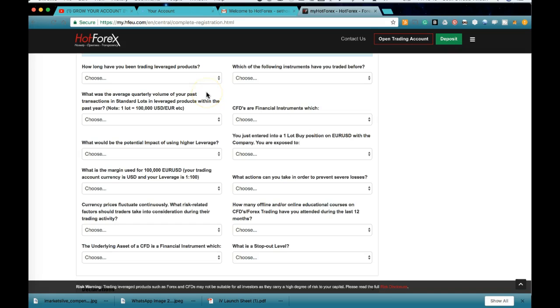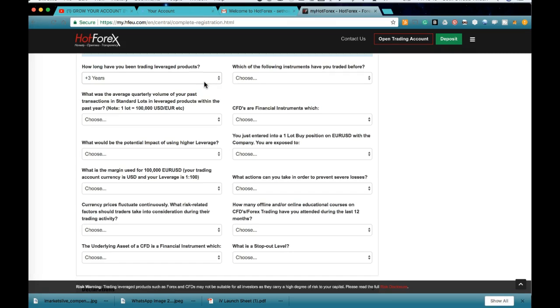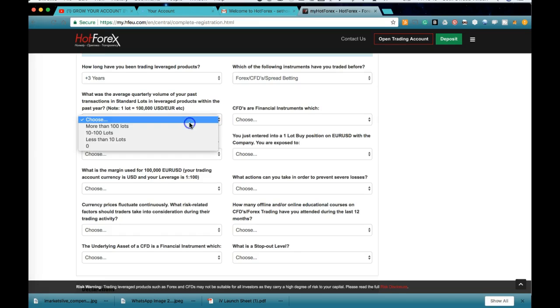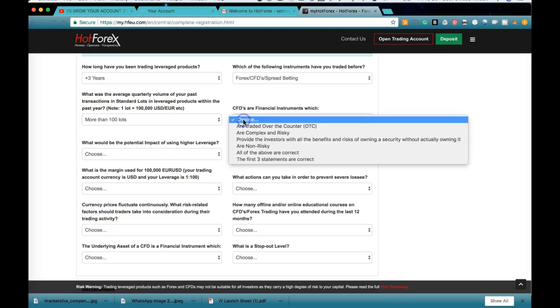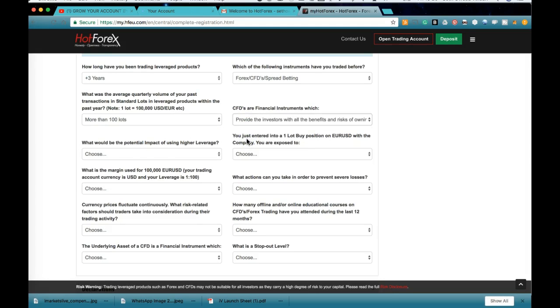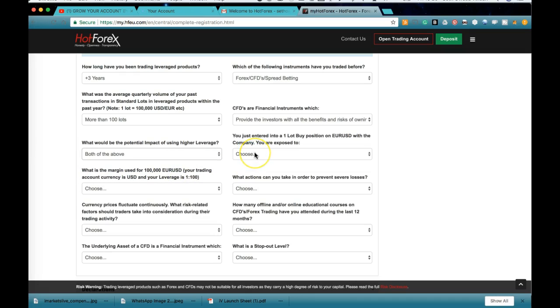So how long have you been trading leverage products? 3+ years. Which of the following instruments have you traded before? Forex, CFD, spread betting. What was the average quarterly volume of your past transactions in standard lots? More than 100 lots. CFDs are financial instruments which provide investors with more benefits and risks. What would be the potential impact of using higher leverage? Magnify trading results. It could lead up to a stop loss of the above.